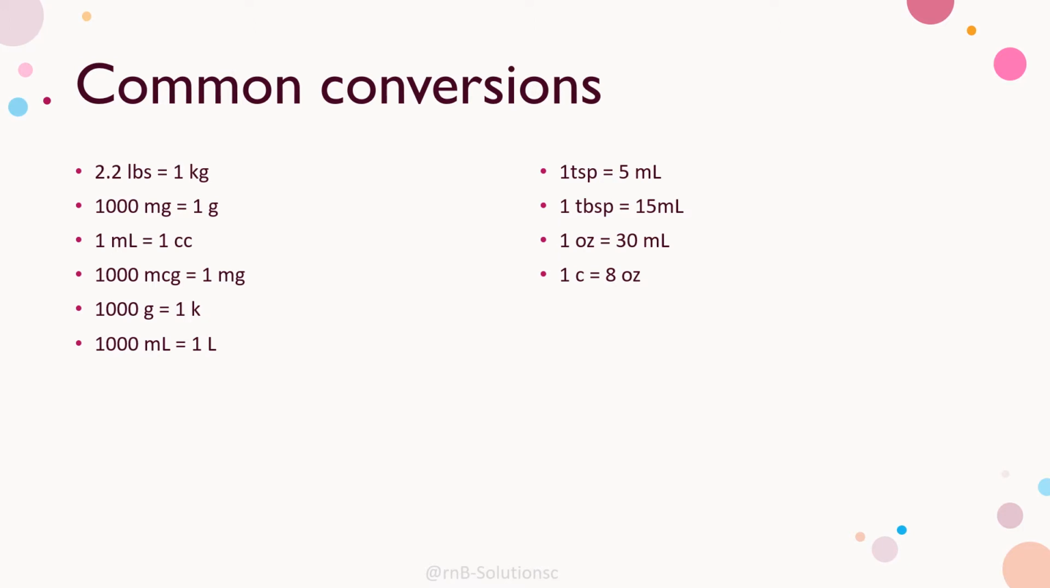So common conversions, these are the ones that you should memorize or learn. There's 2.2 pounds per kilogram, 1,000 milligrams in 1 gram, 1 milliliter is the same as 1 cc, 1,000 micrograms equals 1 milligram, 1,000 grams equals 1 kilogram, 1,000 milliliters equals 1 liter. And then you have the teaspoon, which is 5 milliliters, and one tablespoon is the same as 15 milliliters. 1 ounce is 30 milliliters and 1 cup is 8 ounces.